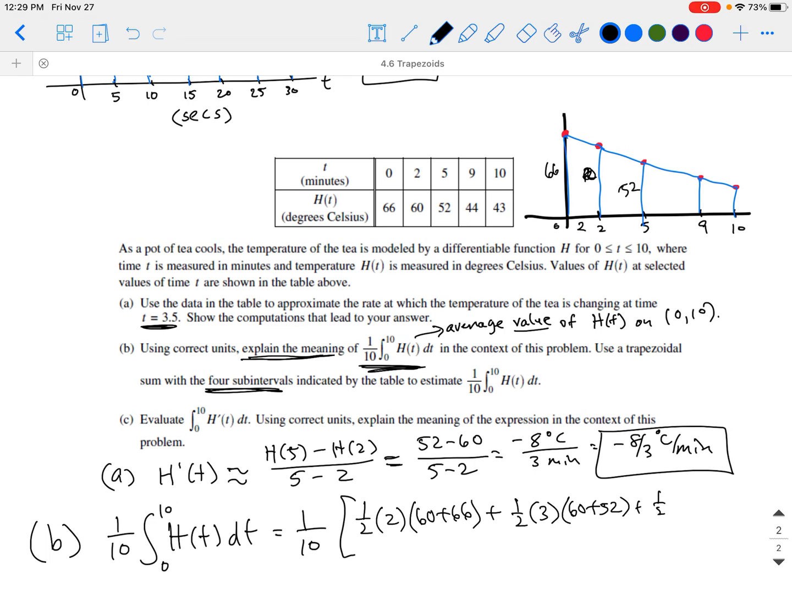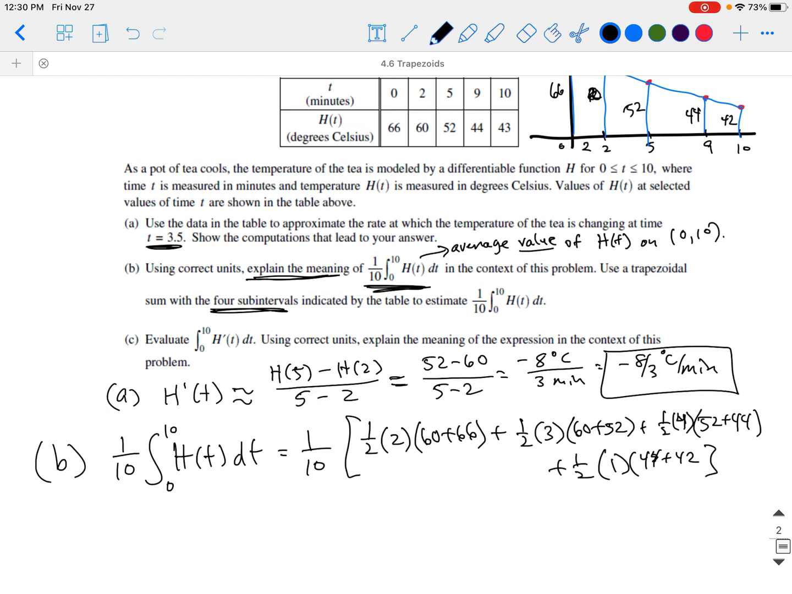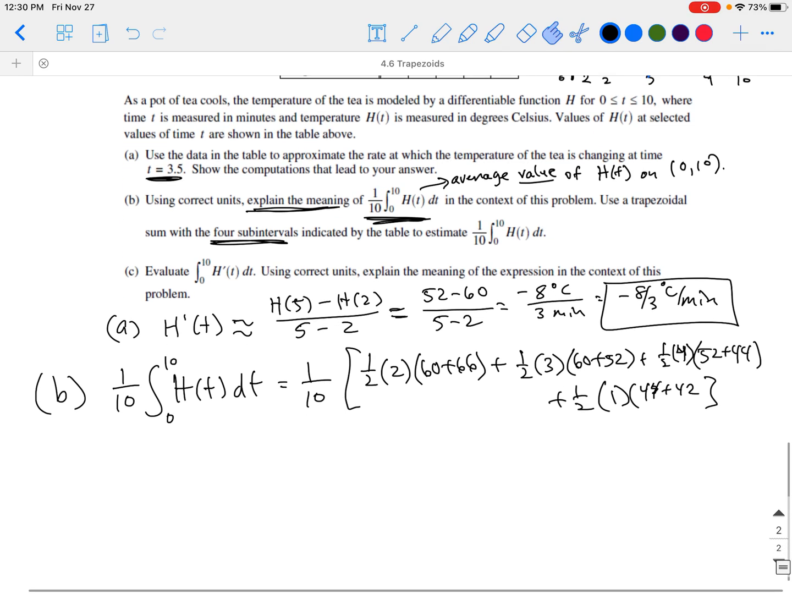And then we'll have 1/2 of 52 plus 44 times 4. So delta x is 4 here. So 52 plus 44. And then plus 1/2 times 1, since delta x is just 1, from 44 to 42. So 44 plus 42. And again, this would be a calculator example, so we can just add that up. Or actually, you could probably do this without a calculator if you wanted to. So let's go ahead and simplify a little bit here then, see if we can. So that's going to be 2.